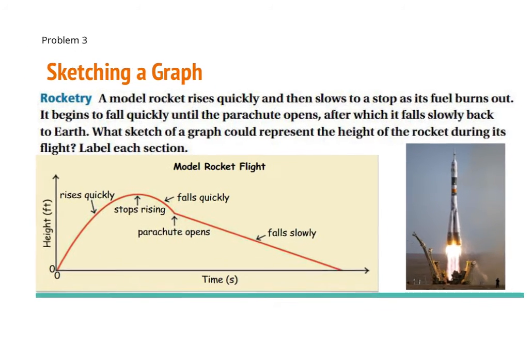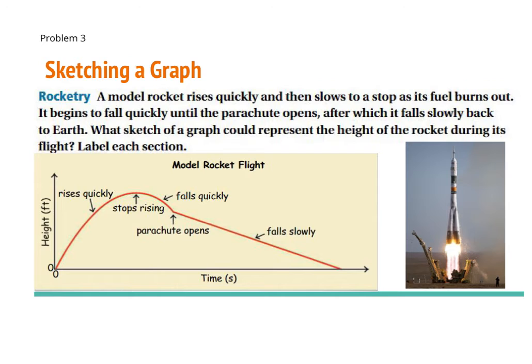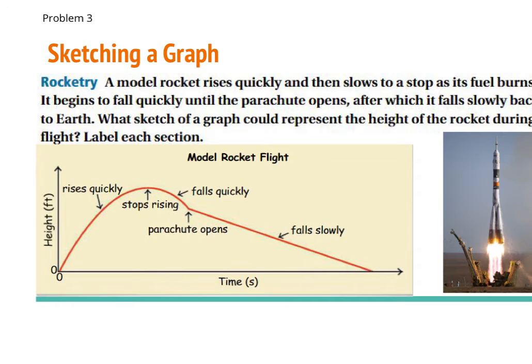Okay, sketching a graph. So a model rocket rises quickly and then slows to a stop as its fuel burns out. It begins to fall quickly until the parachute opens, after which it falls slowly back to Earth. What sketch of a graph could represent the height of the rocket during its flight? Label each section. Okay, so this one was already done for us, and we're just going to talk about it.